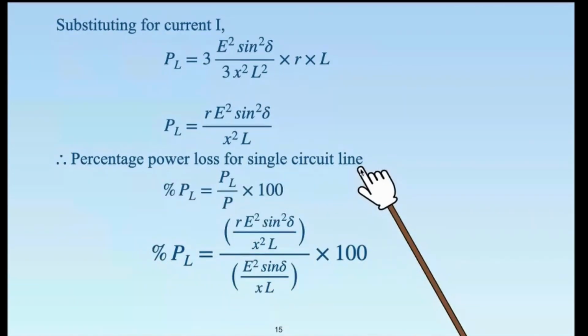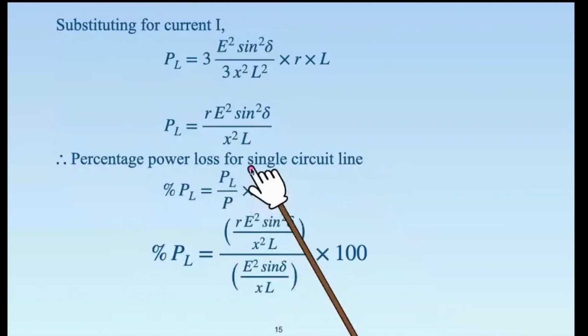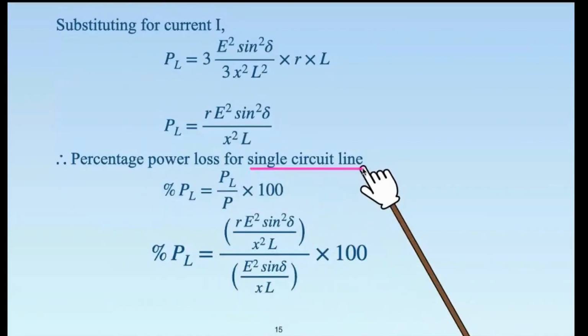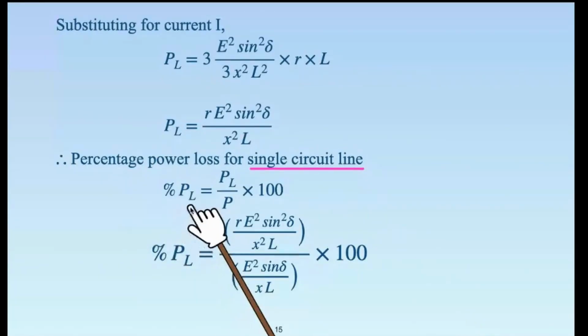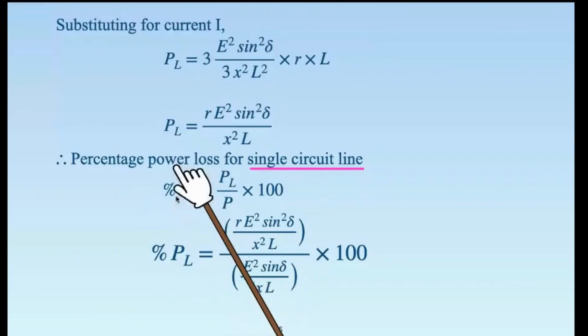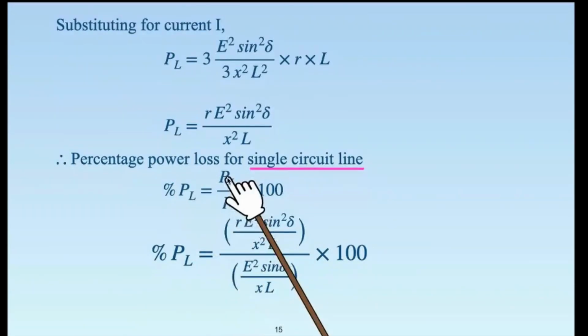The next very important step is to obtain percentage power loss for a single circuit line. Remember, whenever I say single circuit, I am actually talking about a single circuit three-phase line. We are talking about an HVAC transmission network. So percentage power loss. Here we have calculated power loss. Percentage power loss is actually power loss divided by the power handled, PL upon P.